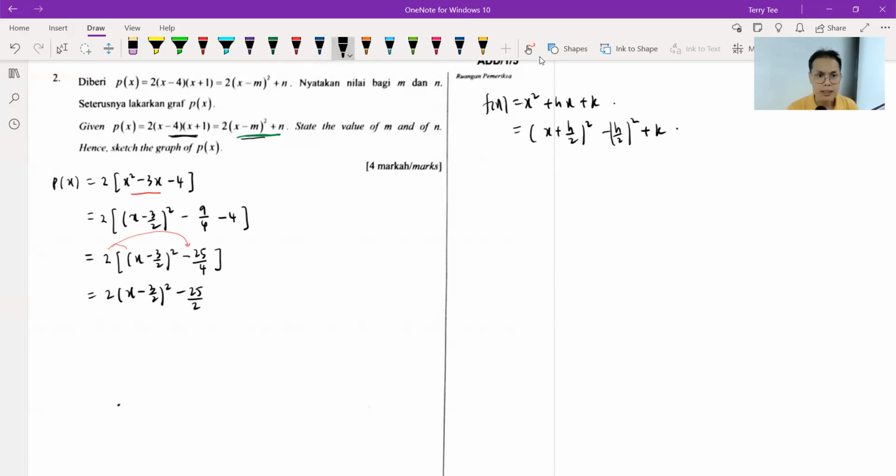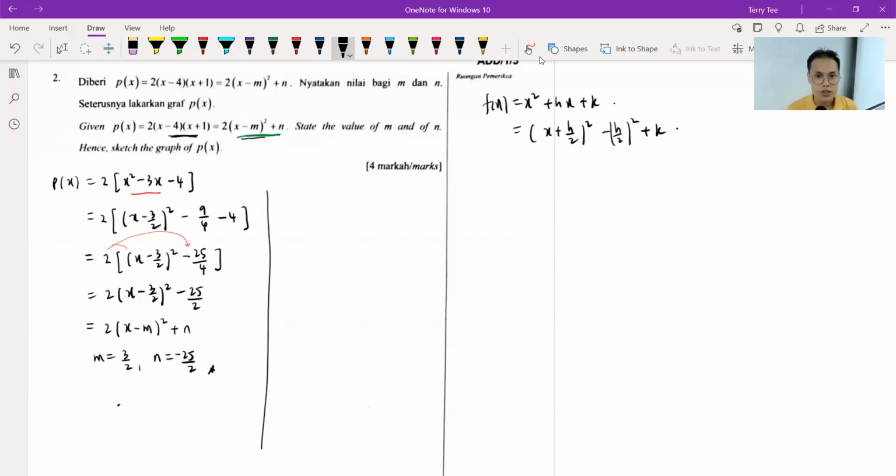Now, the next thing is we need to state the value of m and n. By comparison, we can write this down, 2(x minus m) squared plus n. m is 3 over 2, n is negative 25 over 2. Okay. So I'm done with my completing the square part.